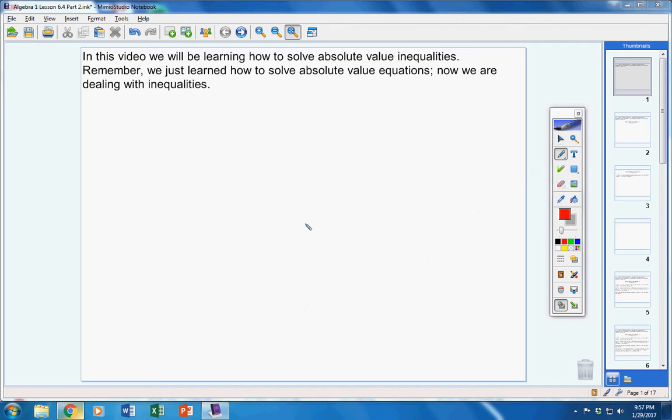Algebra students, in this video today we're going to be learning how to solve absolute value inequalities. Now remember, we have just learned recently how to solve absolute value equations. Now we are dealing with inequalities, so there is a difference, okay? We've learned how to solve these. We're going to learn how to solve these today, alright?